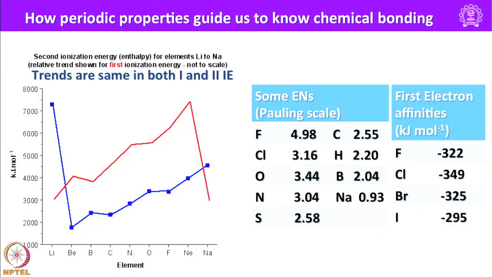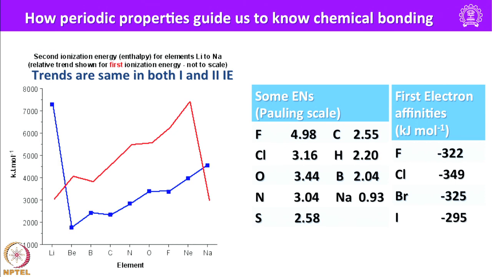Okay, so I have again plotted, for comparison, the first and second ionization energies. Again the trends are very similar. Again in the case of oxygen and nitrogen, the second ionization energy of oxygen is very high compared to nitrogen. It is expected because oxygen has a higher effective nuclear charge, that is anticipated here.